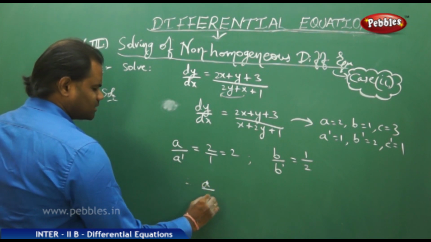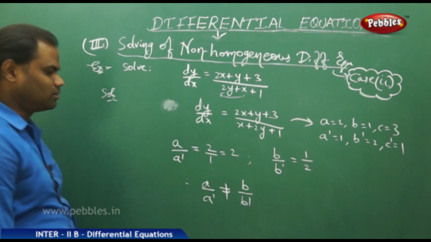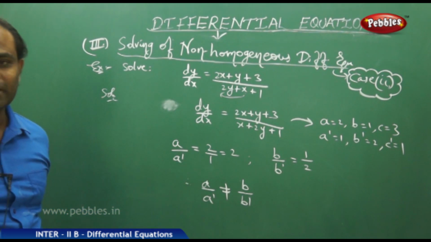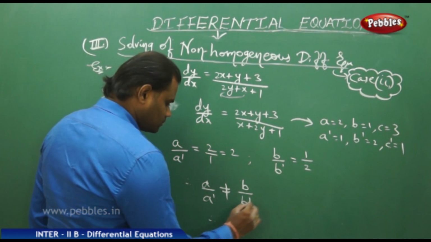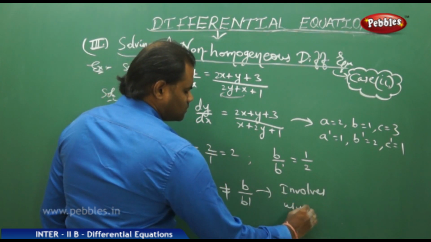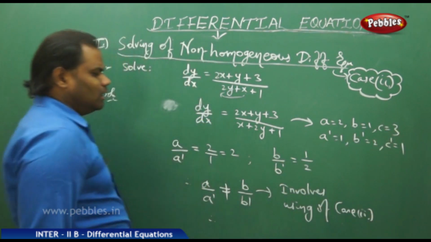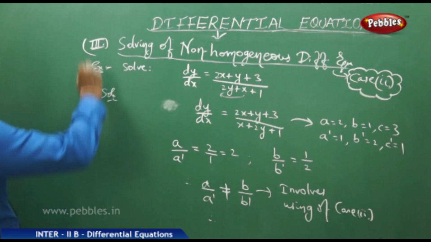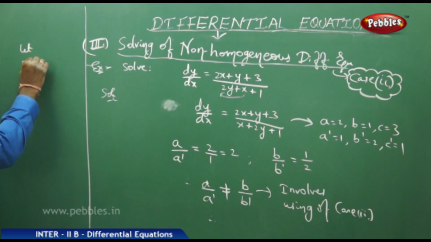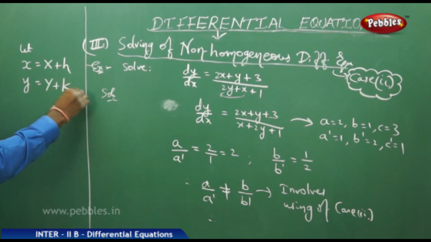Therefore, clearly I see that a by a dash is not equal to b by b dash, because 2 and 1 by 2 are not equal. So this clearly comes under case 2. So in case 2, we just take x equals x plus h and y equals y plus k.